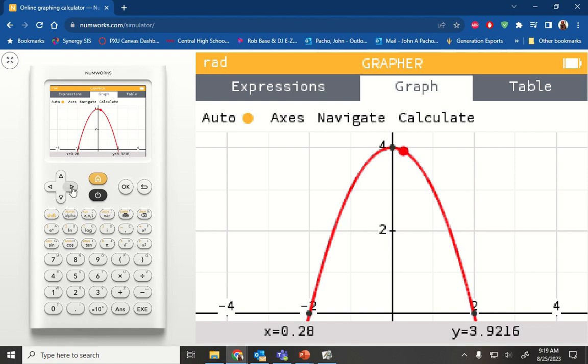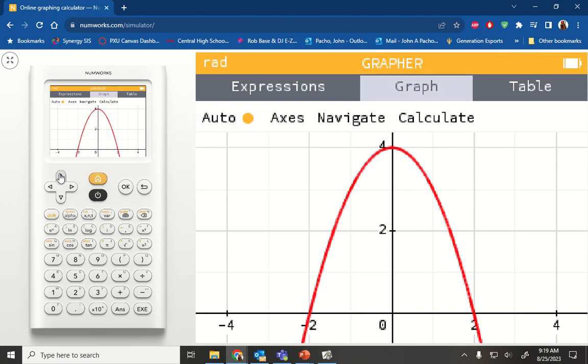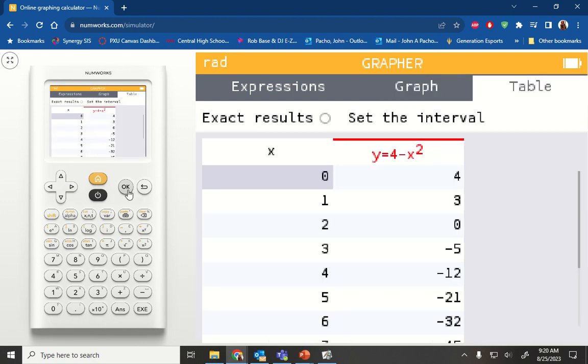Now, I want you to arrow over. Wait, hold on. Go up, up, right here. It says right here, this is graph. We want to see the table. So highlight table and hit OK. Okay, but I don't have any negative numbers on there. I have to start at -3, right? So just arrow.